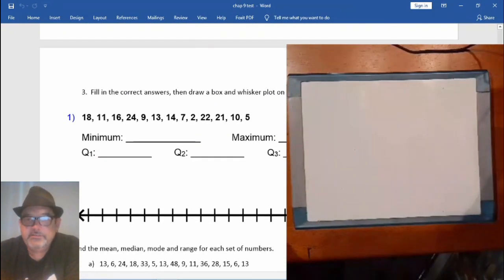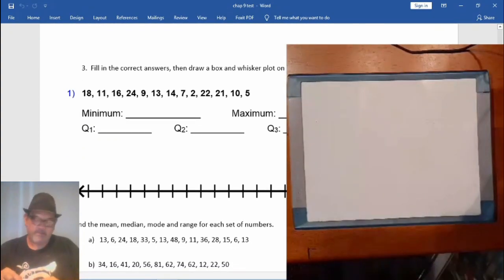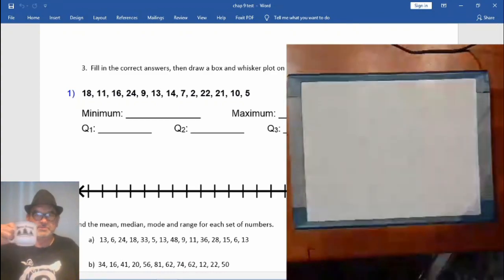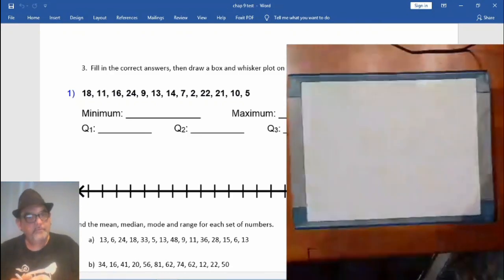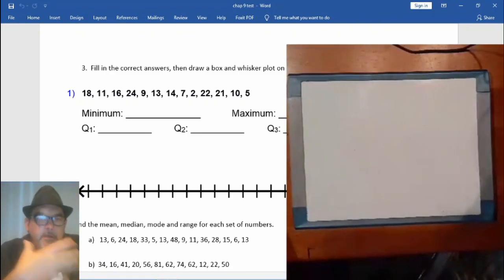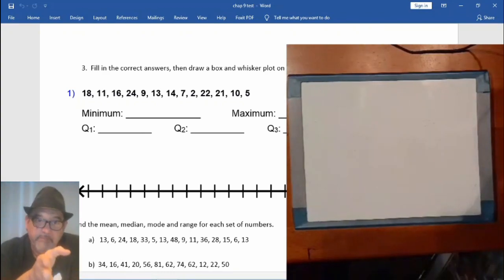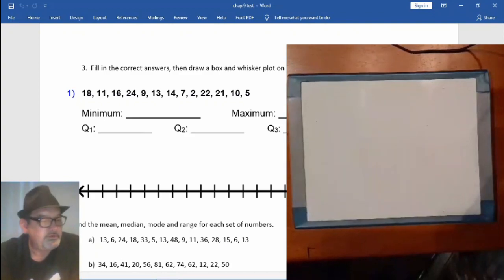Number 3. So we did this in a review yesterday. Hopefully you guys watched that review. And we have to do a box and whisker plot. So, remember guys, you need 5 numbers: the minimum, maximum, the median, and then quartile 1 and quartile 3. Quartile 1 and quartile 3 are additional medians, but quartile 1 is the median of the lower half of numbers. Quartile 3 is the median of the upper half of numbers.